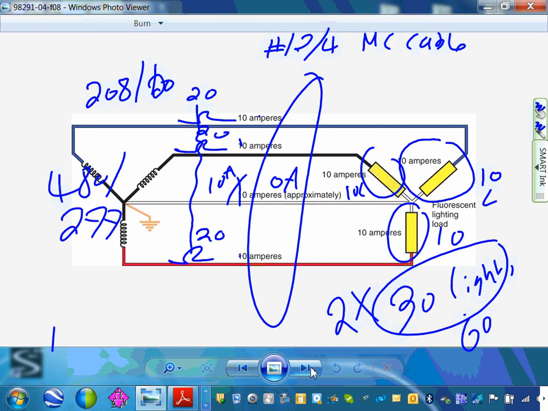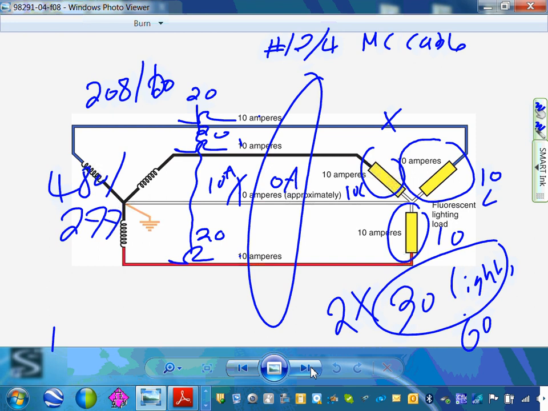I'm not saying you have to do it this way, guys. It would be foolish to put 60 lighting fixtures on one multi-wire branch circuit. Can anybody tell me why? What happens if you have a short circuit in one of them? Right? The whole floor is down. The whole floor is down.